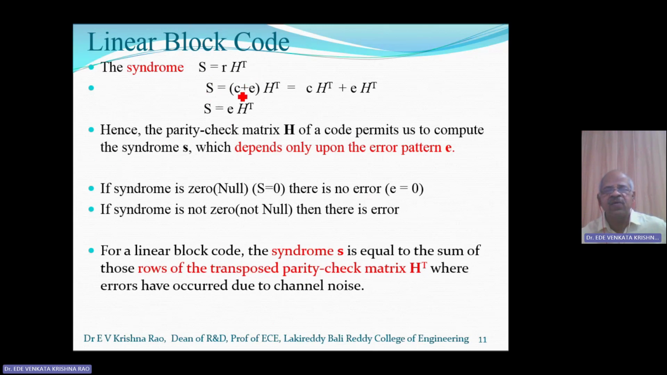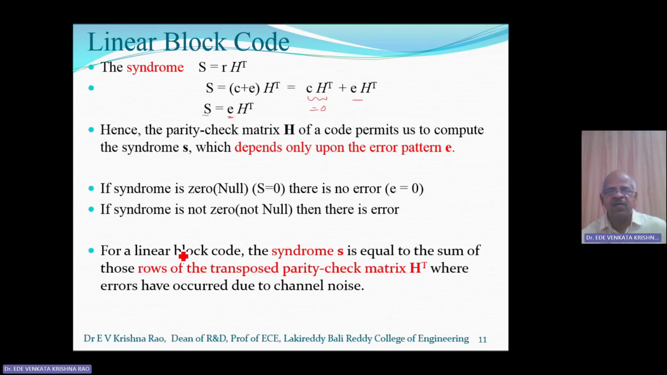R is nothing but a code word plus error pattern, C plus E, times H transpose. And this is C H transpose plus E H transpose. C H transpose is 0 anyway, as we have seen, so the syndrome equals E H transpose. So if there is an error, the syndrome is generated. If there is no error, the syndrome is 0. That is, the syndrome depends only upon the error pattern. If there is no error, the syndrome is null. If there is an error, the syndrome is not null.